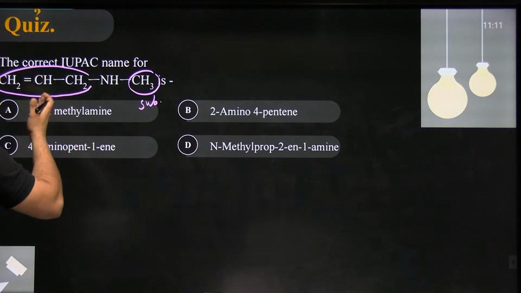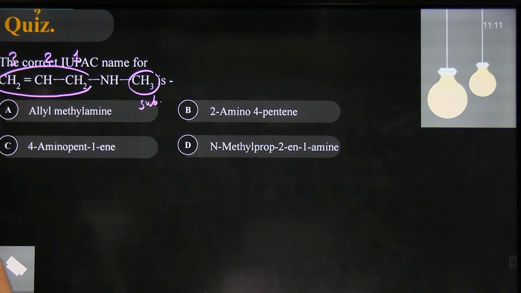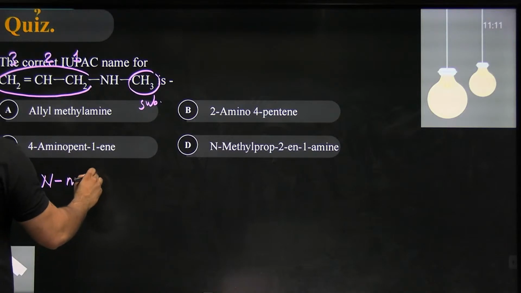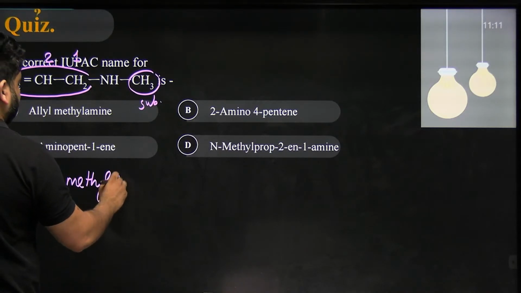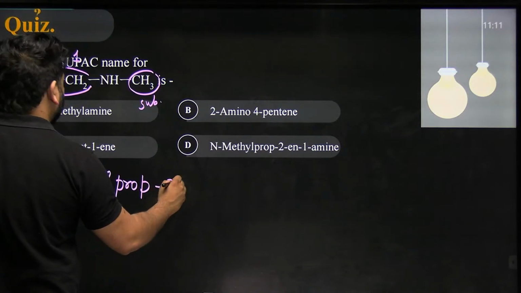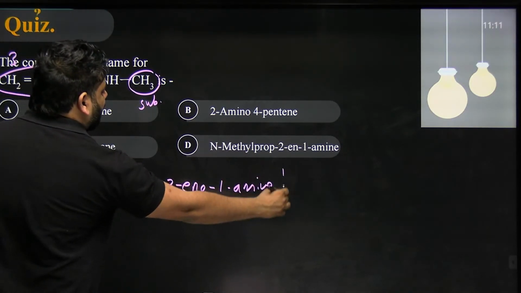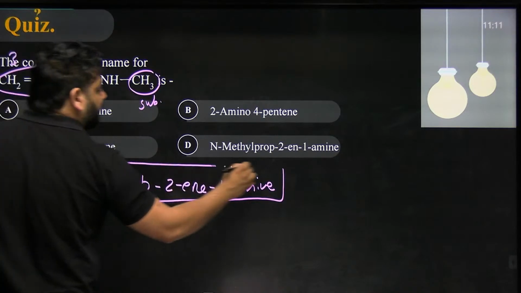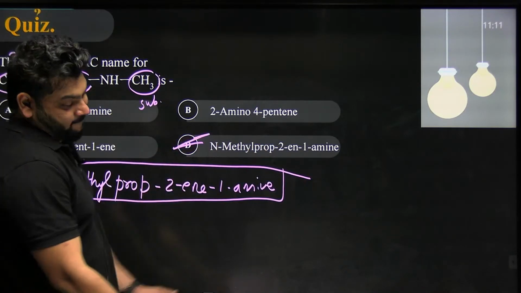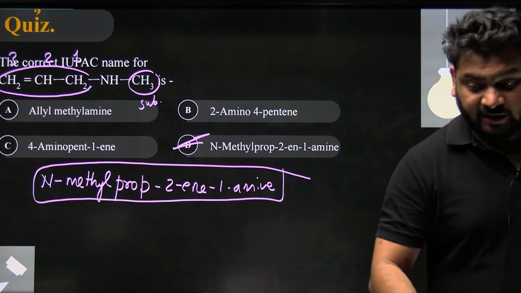Coming to the multiple bonds, the functional group has priority 1, then 2, and 3, and that's how we'll name it. So it will become N-methyl prop-2-ene-1-amine, or we can also call it an enamine. The correct answer is D. So that was some IUPAC naming of amines that we are studying right now.